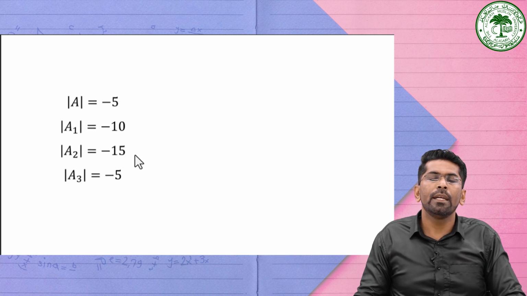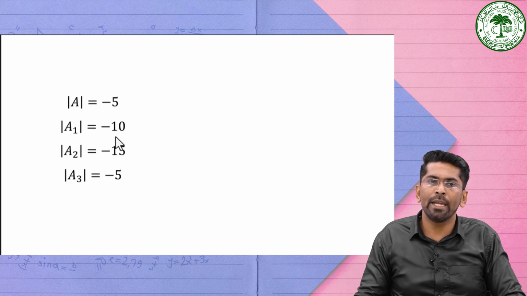See here, the determinant value of original matrix was minus 5. The determinant value of special matrix A1 which is equal to minus 10. The determinant of A2 that is minus 15 and determinant of A3 which is equal to minus 5.